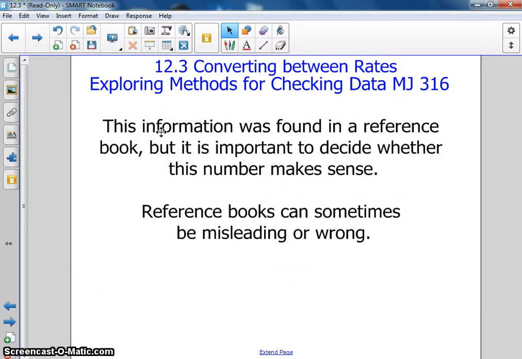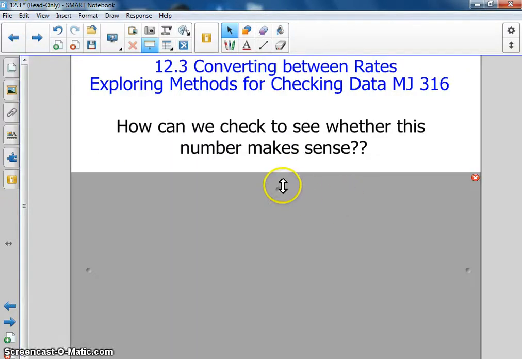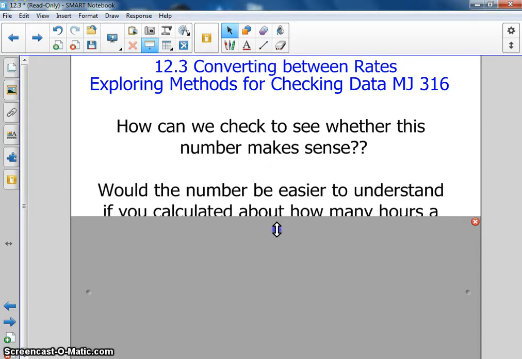Okay, this information can be found in the student reference book, but just because it's in a book doesn't mean it's right. Okay, you need to double check these things. You can't just take stuff at face value. So reference books can sometimes be misleading or wrong, or old. You know, a lot of times we find now that books can be outdated. How can we check to see whether this number makes sense?